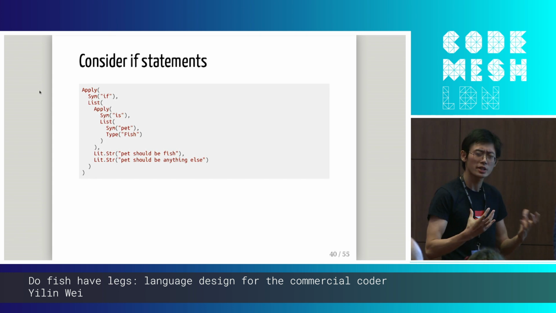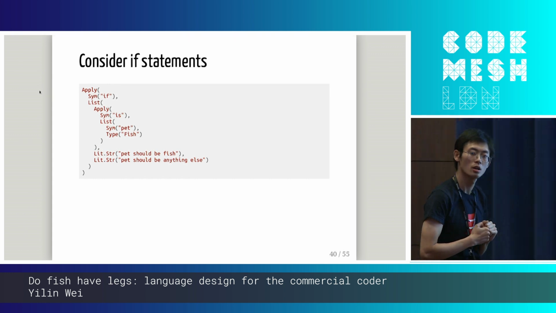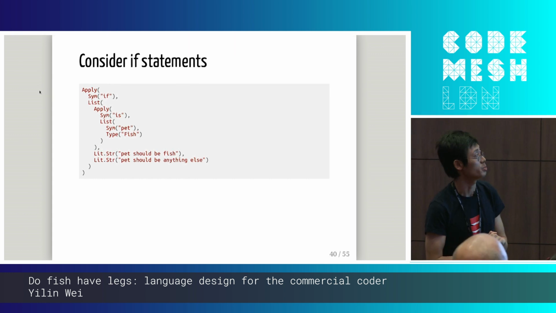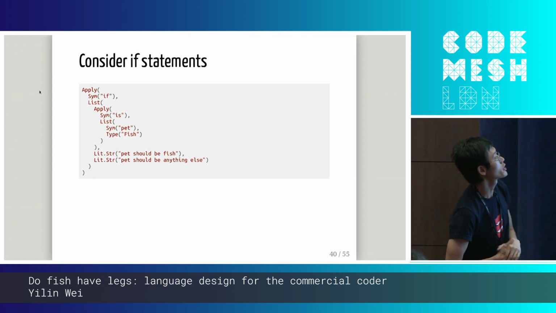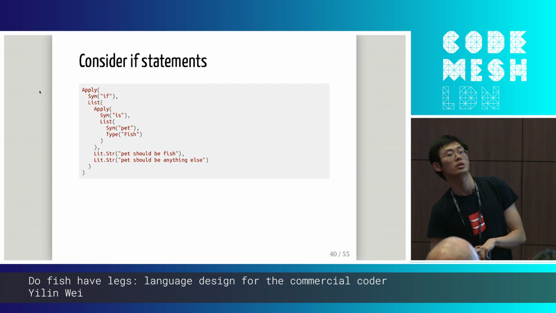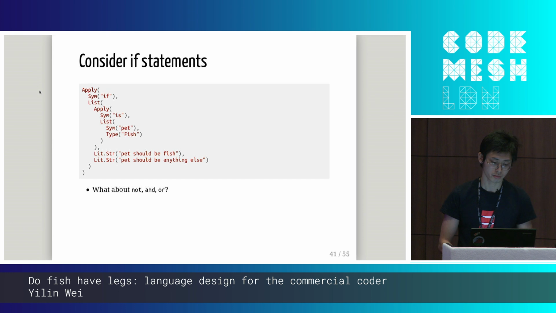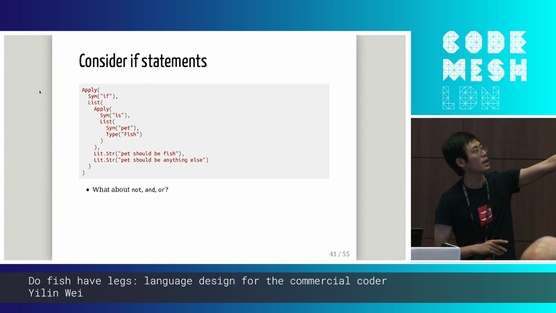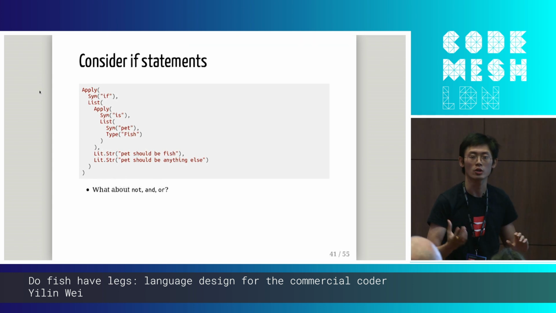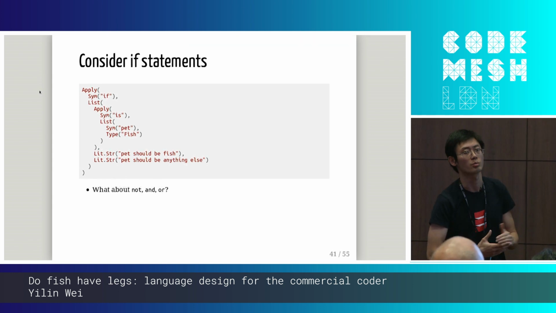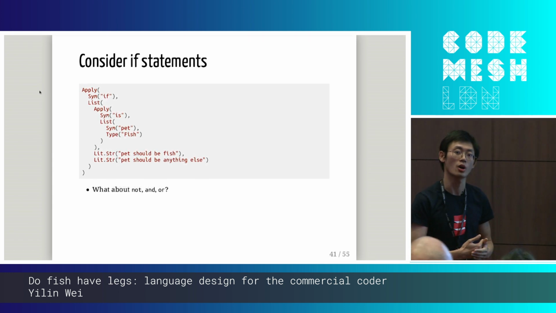So my ideal behavior is that in this branch, pet should be inferred to be a fish. And in the else branch, pet should be anything but a fish. And like inside the Boolean conditional, if I do stuff like not and or, I'd like it to reflect in the branches. So for example, if I do not fish, I'd like the branches to be reversed.